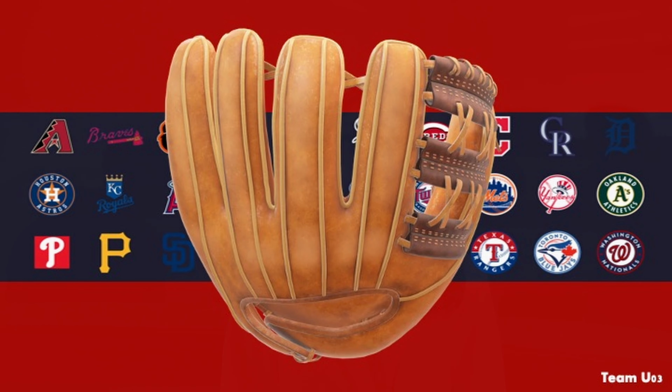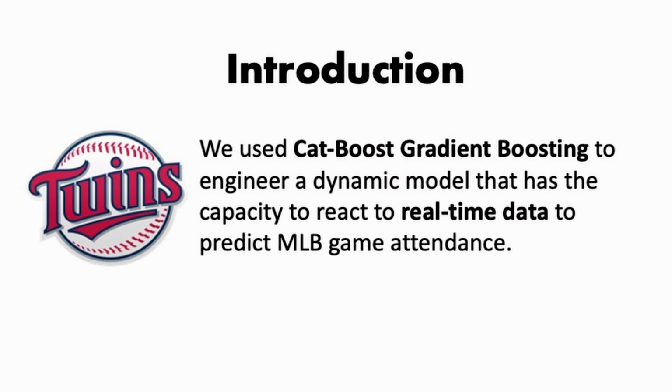In this case, we will be predicting MLB game attendance. So for our model, we used CatBoost gradient boosting to engineer a dynamic model that has the capacity to react to real-time data and predict MLB game attendance.